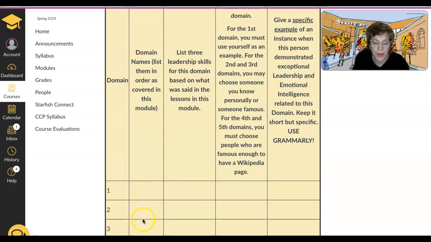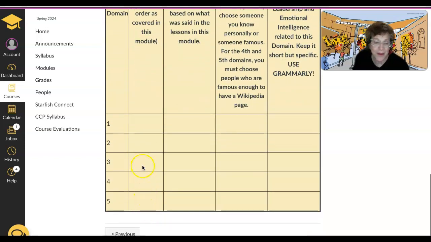And then for the remaining domains, I'm not going to tell you what they are, but you should know them because they are contained in the lessons in this module. For the second domain, you're going to put down the name of that domain, and then you're going to list 3 leadership skills that are important for people who are operating at that second domain of leadership. Same thing for the third domain, the fourth domain, and the 5th domain. Keep in mind, we combined the 4th and 5th domains into one lesson. However, they are 2 different domains. So make sure that you've covered those.